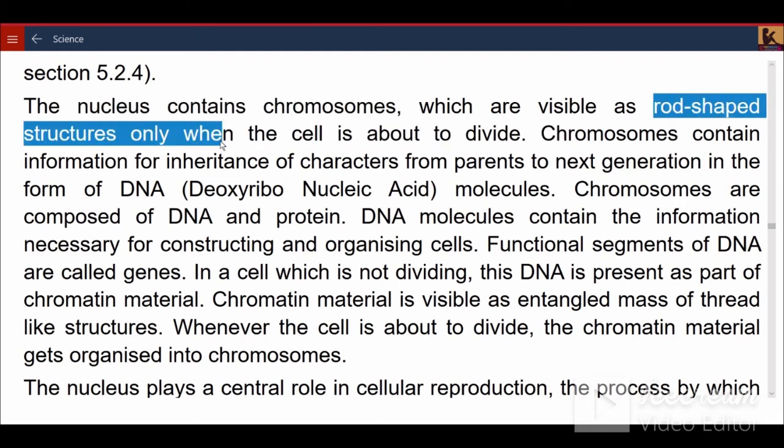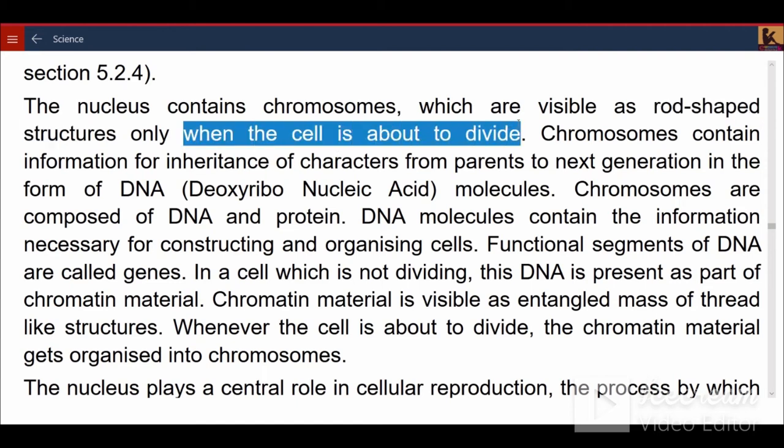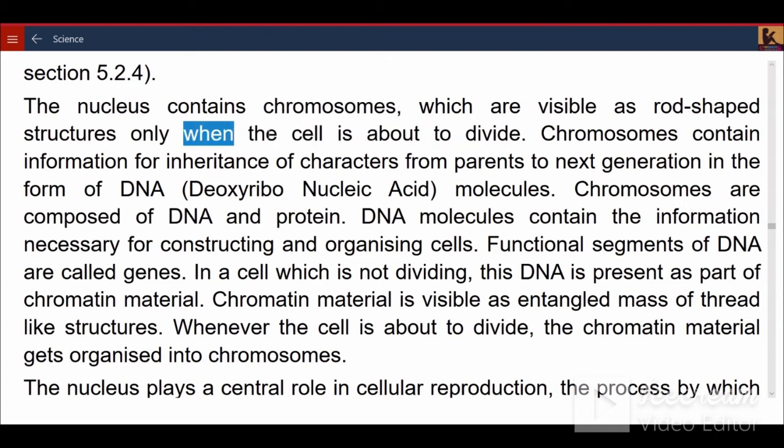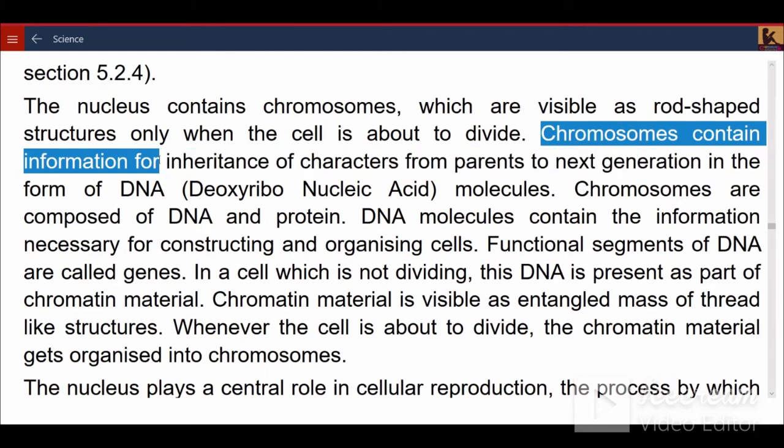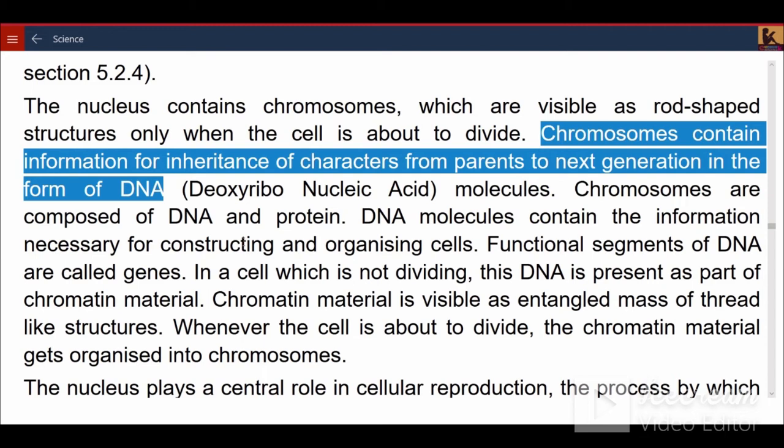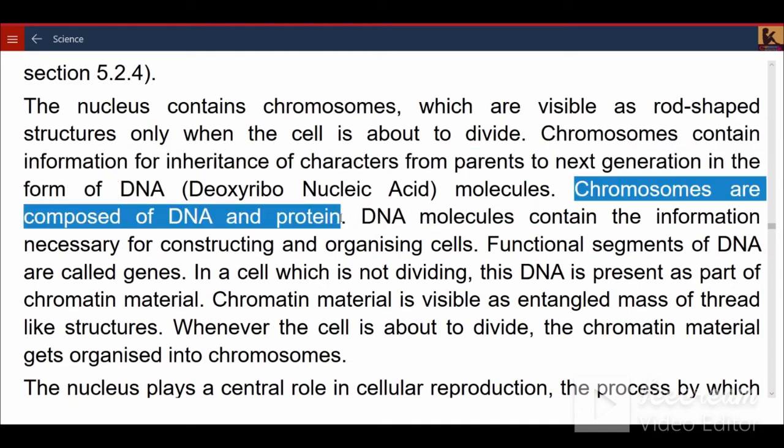It has rod shaped structures, and they are only visible when the cell is about to divide. The chromosomes contain information for inheritance of characters from parents to the next generation in the form of DNA, deoxyribonucleic acid molecules. Chromosomes are composed of two main things, DNA and protein. The DNA has all the information regarding the cell from the parent to the next generation.